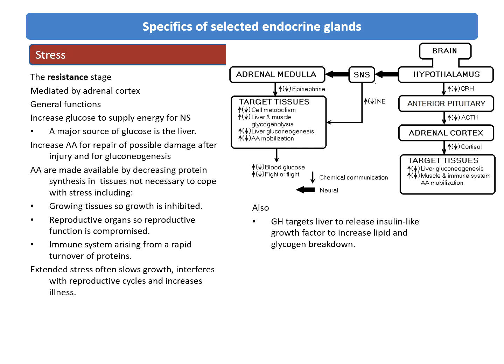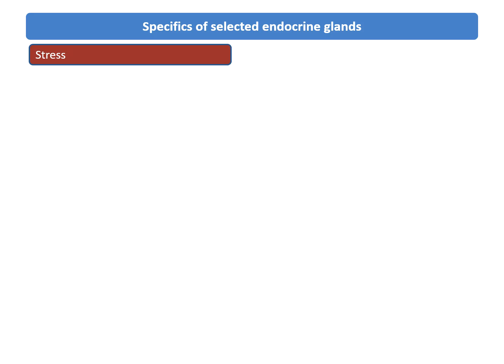Also, some other hormones are involved, like growth hormone. It targets the liver to release insulin-like growth factor to increase lipid and glycogen breakdown. TSH targets the thyroid gland to release TH to increase energy generation. An exhaustion stage may occur if the stress is too severe. This is due to a decrease in immune system function.